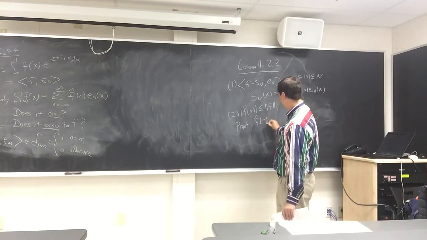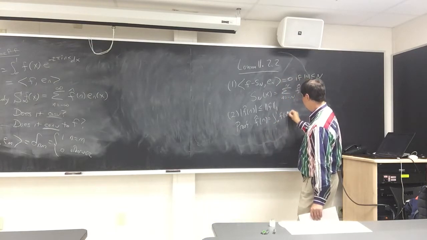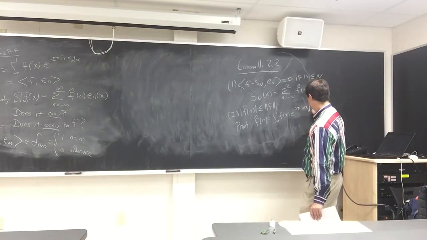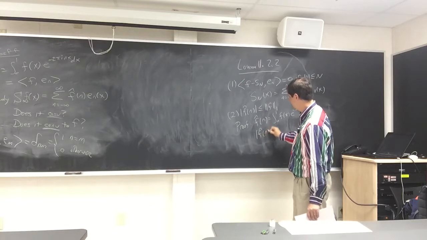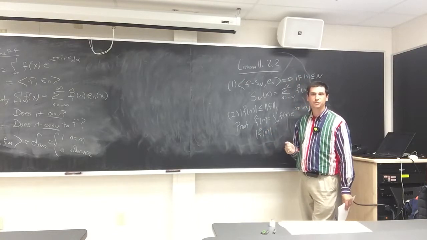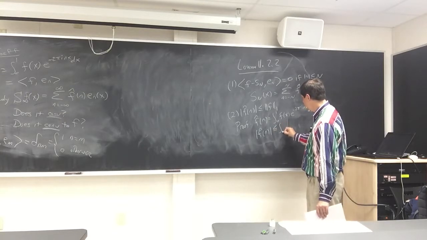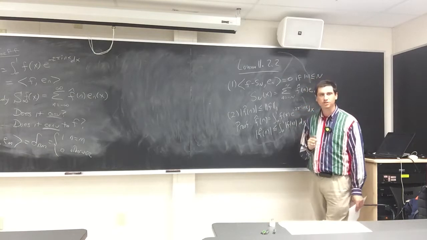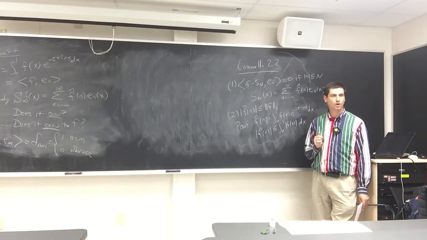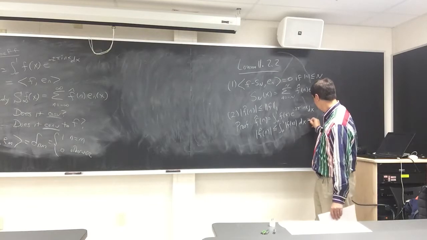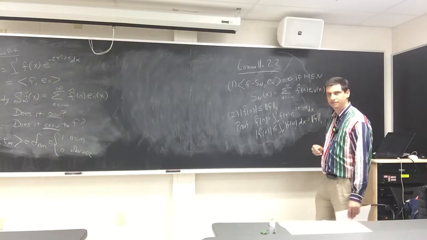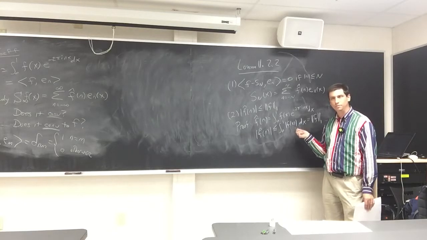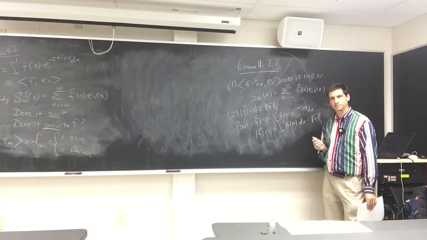Well, f hat of n is the integral from 0 to 1 of f of x e to the negative 2 pi i n x dx. So when I take absolute values, the absolute value of an integral is less than or equal to the integral of the absolute value. So this is less than or equal to the integral from 0 to 1 of |f of x| dx, because the absolute value of e to the negative 2 pi i n x is just 1. And this is just the L1 norm of f. So as long as the function has a finite L1 norm, f hat will exist.